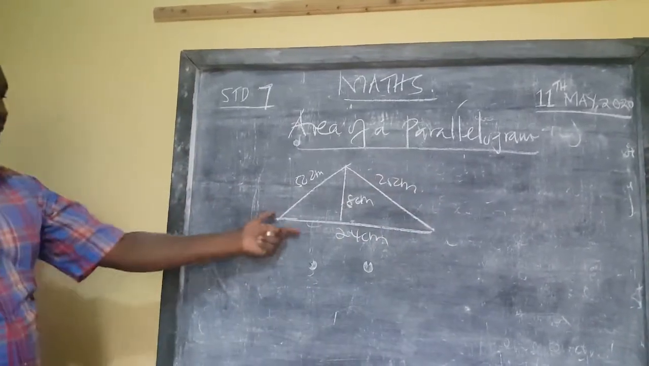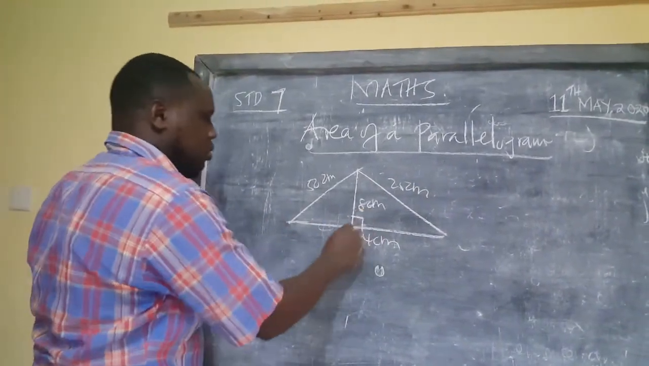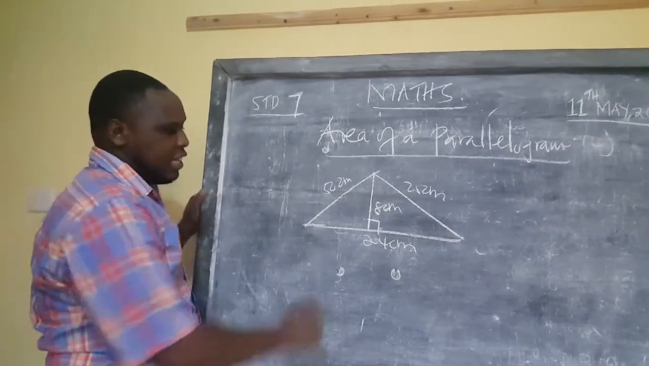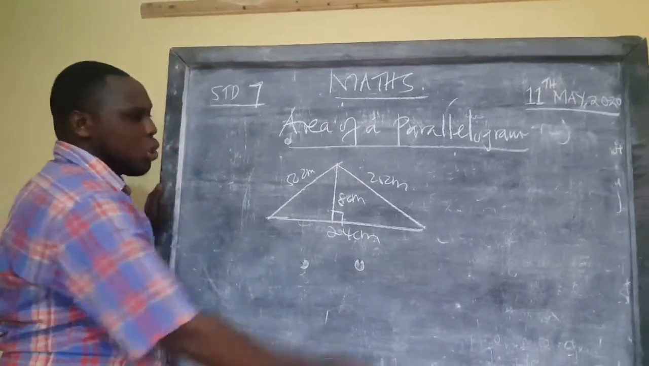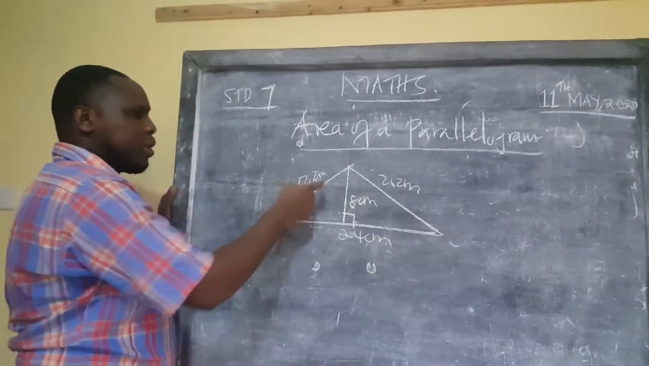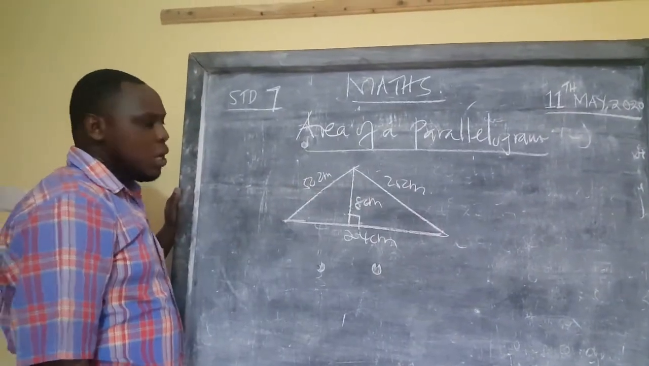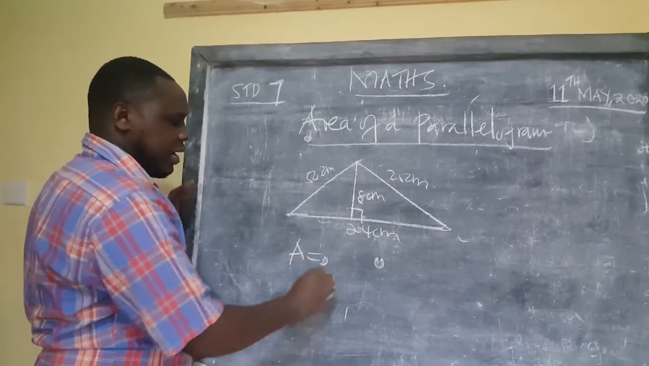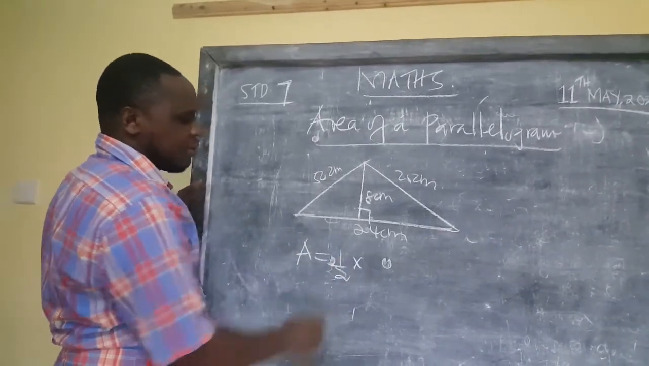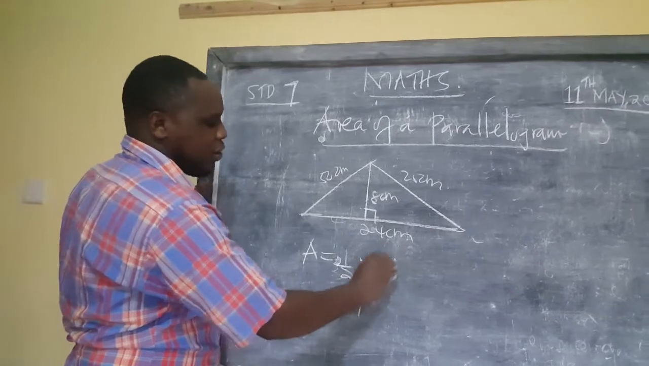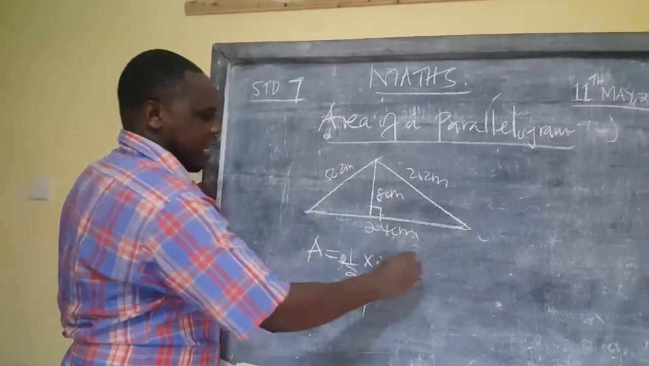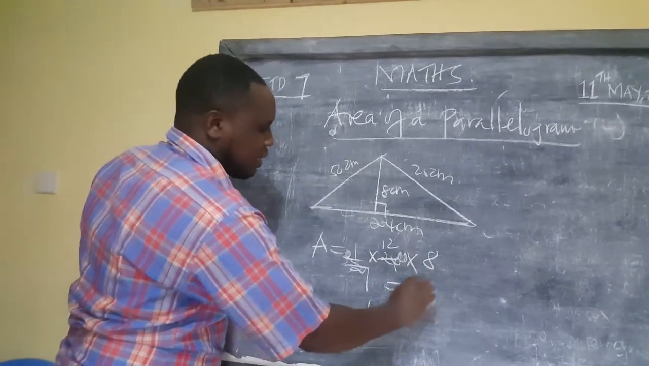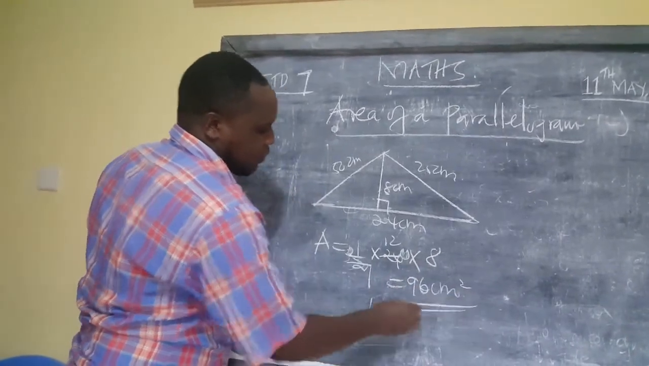If you are told that this is a right angle, meaning that this is a perpendicular height and this is a base, we are not going to use the sides. The sides, we call them the hypotenuse. We are not going to use them. So we are going to apply our formula. Area is equal to half times base times height. The base is 24 and the height is 8. This will give you 96 centimeters squared.